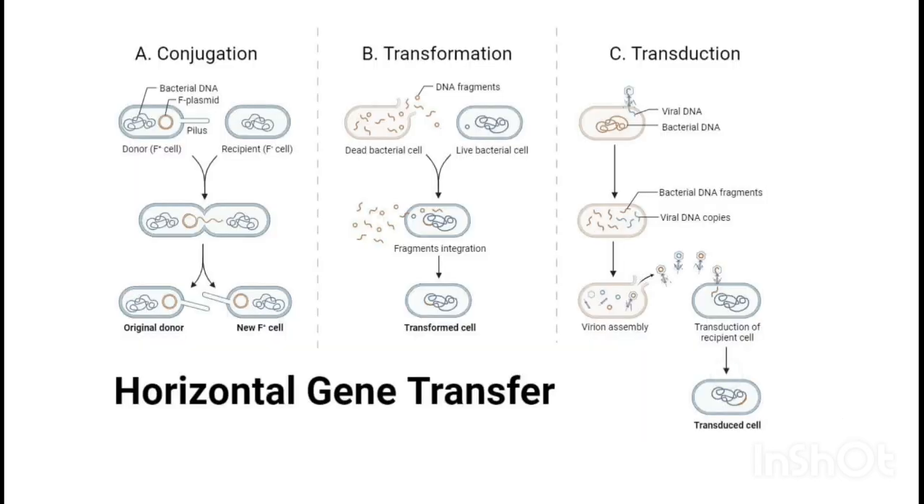At first, the bacterial cell which has the F plasmid is called the donor cell or F plus cell, because they have a particular type of plasmid. Apart from their normal chromosome or DNA, they have F plasmid, and they can donate that plasmid to those bacteria that do not have it, those that lack F plasmid. So the bacterium having F plasmid is called the donor cell or F plus cell, and those that lack F plasmid are called F minus cell or recipient cell.